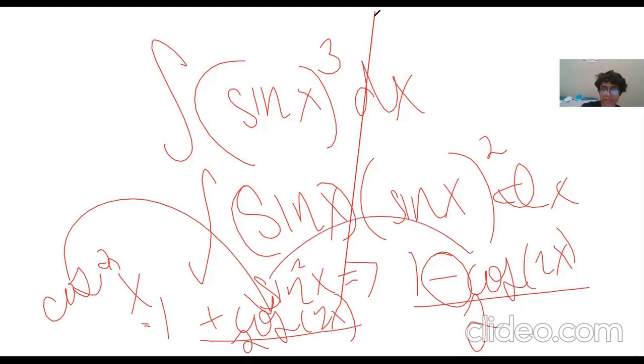And these are completely non-mathematical ideas, but those are things that help you remember. The sine goes to the cosine. Here it's a negative.